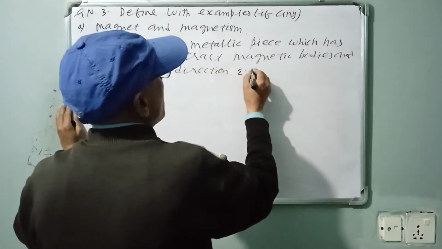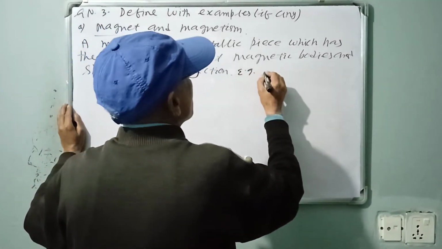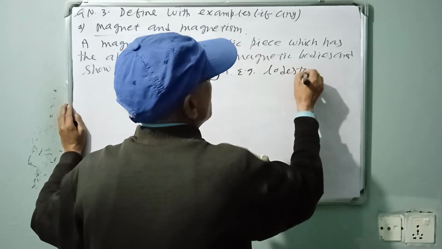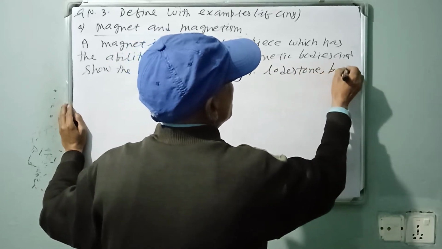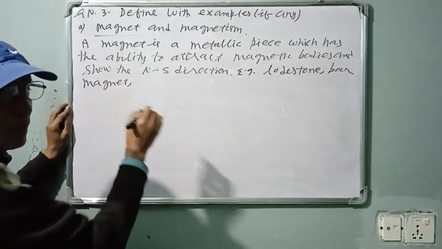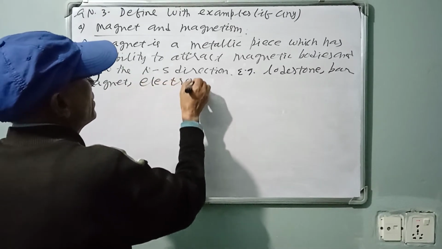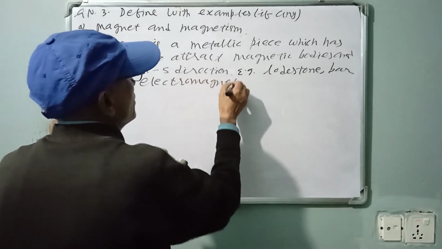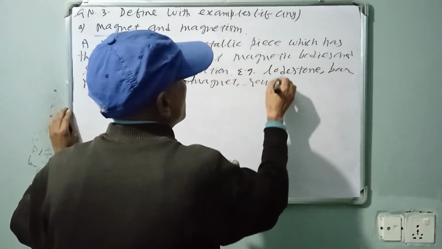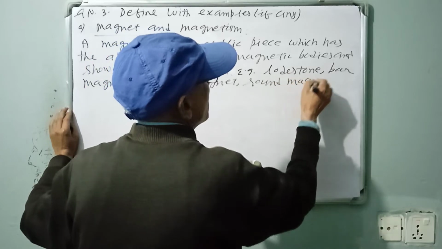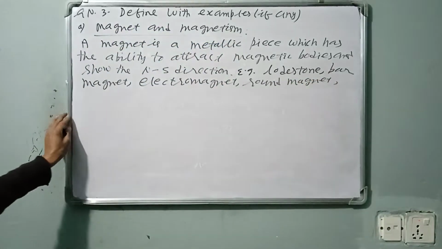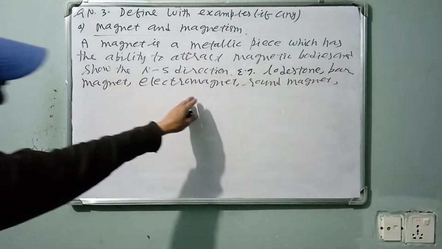Here, example: natural magnet, lodestone, bar magnet, electromagnet, round magnet, horseshoe magnet, etc. They are some examples of magnets.